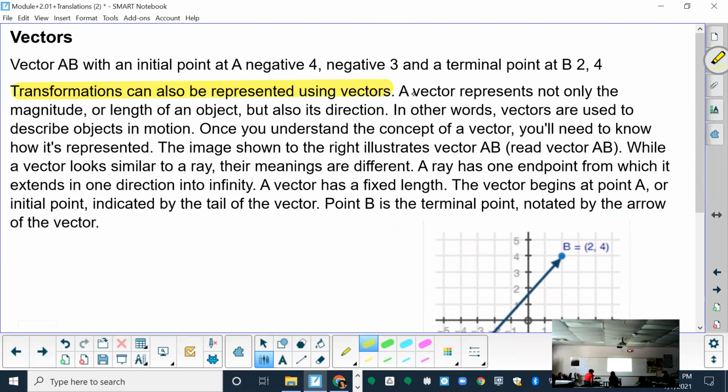A vector represents not only the magnitude or length of an object, but also its direction. So they're used to describe objects in motion. All right, the symbol for vectors will look like this, with an arrow pointing in one direction infinitely. And that is read as vector AB.